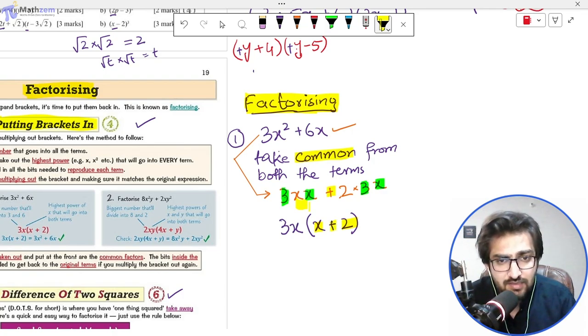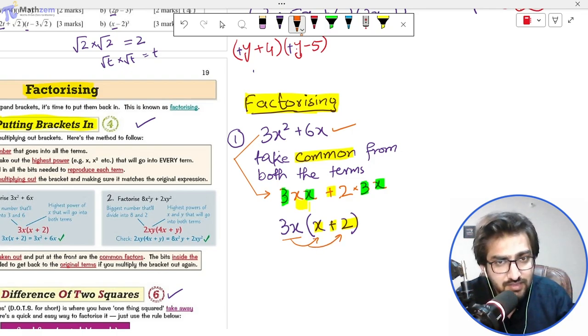So we have taken common, and this is called factorizing. Think of it as the reverse of what we did last time. In the last lesson we were multiplying inside, and now let's multiply them inside and see whether we get the same question or not. Okay, so let's multiply them.